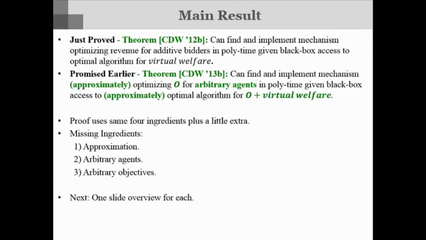So what I just proved was the theorem that I just read, which was for revenue, for additive bidders, and for exact optimization algorithms. What I promised you at the beginning was the following more general theorem that said any objective you want, and it preserves approximation, and the agents can have any types you want, not just additive. Okay? And so the proof uses the same four ingredients plus a little bit extra that I'll go through now.